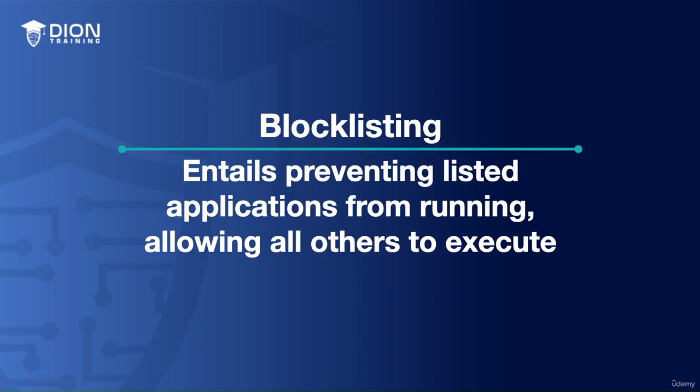This is an example of how blocklisting works. With application blocklisting, any application that's placed on the list is going to be prevented from running, while all other applications will be permitted to run. This is considered to be a less secure method than using allow listing though, because if you're an application whose name shows up on the block list, you're going to be denied, but anything else will be allowed to proceed.